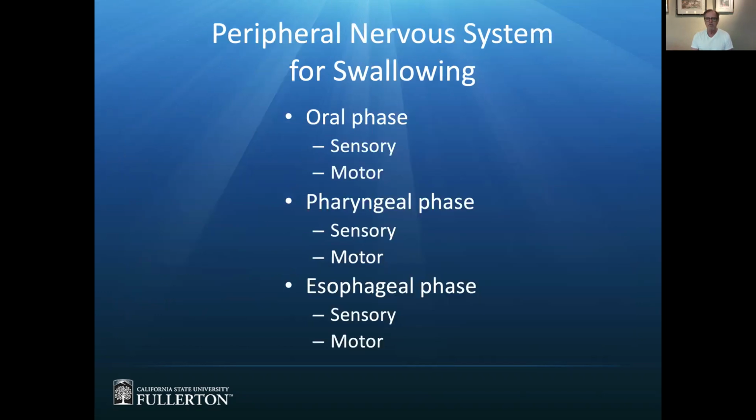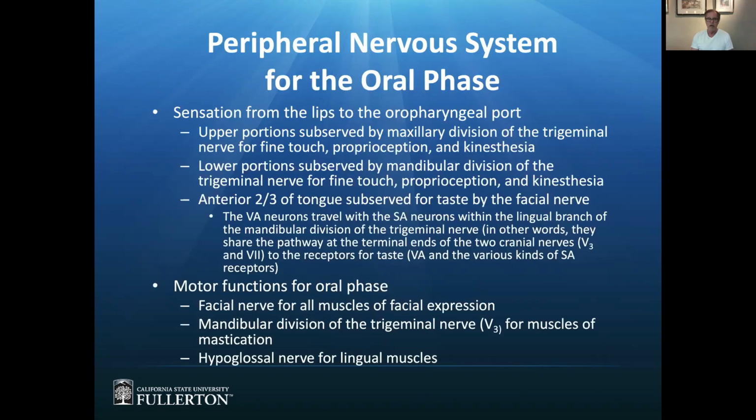Okay, now we finished the central part of swallowing control. Let's look at the peripheral nervous system as it is involved in swallowing. I'm going to go through the 3 different phases of swallowing, the main phases: oral phase, pharyngeal phase, and esophageal phase, and divide each into the sensory and motor, and then go through what cranial nerves are involved in each one of them.